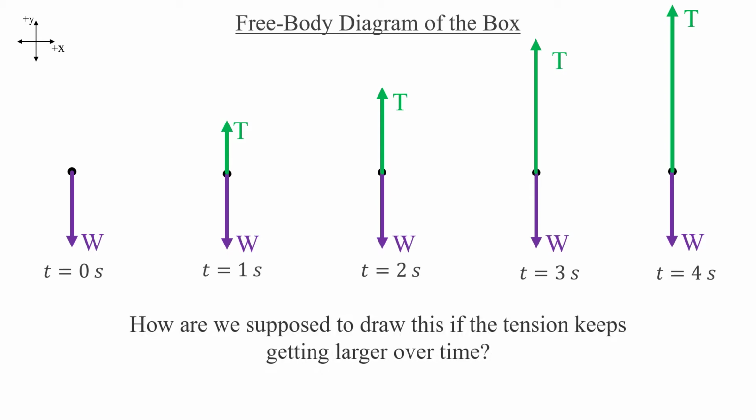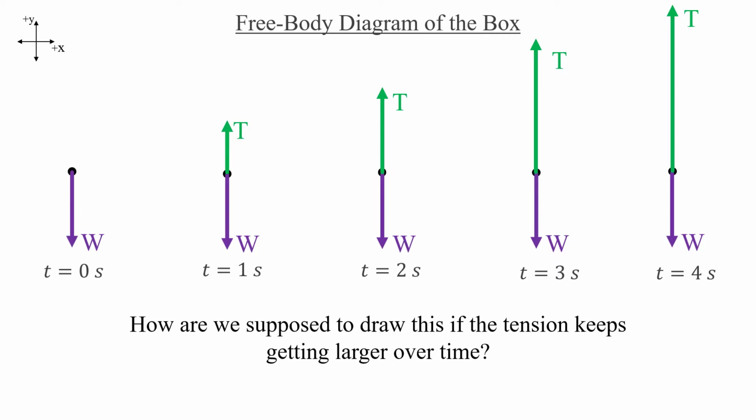And so the real question is, what do we do here? We haven't had a situation like this where the tension vector was variable. Usually it was a static value, and we could apply Newton's second law really easily, balance things out, and we'd be done. So what's the deal here? How do we do this?